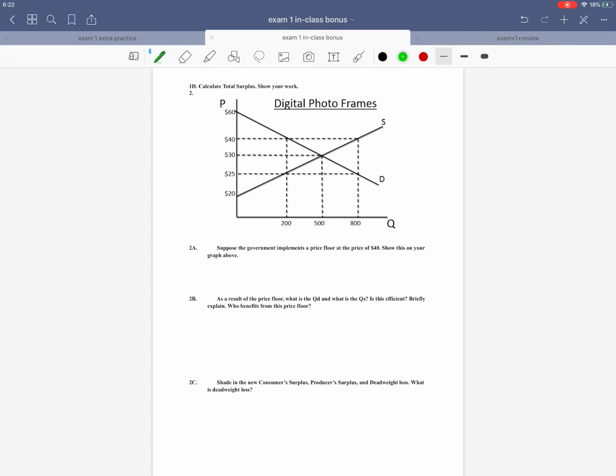So suppose that the government implements a price floor at the price of $40. Show this on your graph above. So if the price floor is implemented at $40, that means that the price can't go below this amount. So let's add that in at $40. We have our price floor.